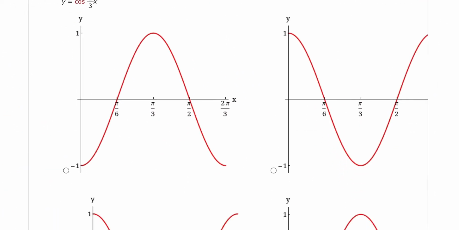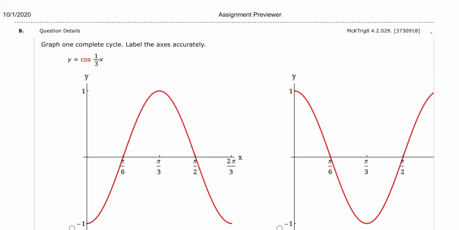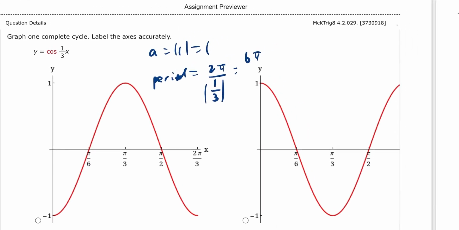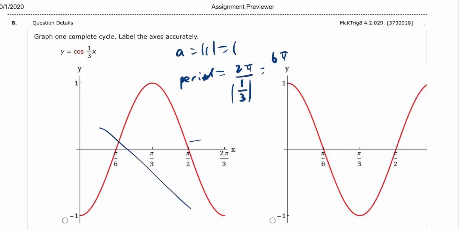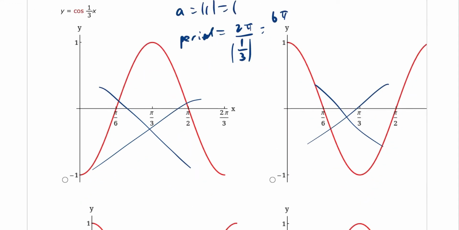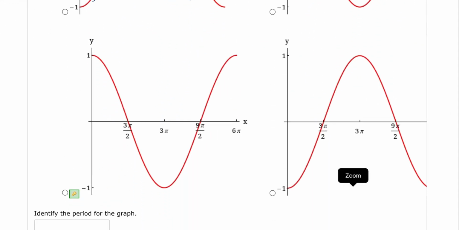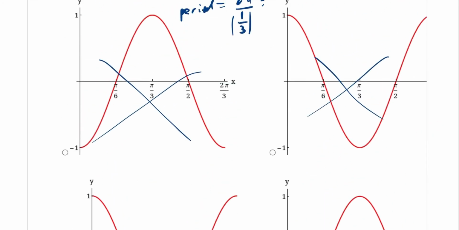All right, same thing with this one. The amplitude is absolute value of 1, which is 1. The period is 2 pi over absolute value of b, which is going to be 6 pi. So this is going to go all the way to 6 pi. So this one is definitely not it. Definitely not it. And it's got to be between these two choices because this is going to 6 pi. This one is also going to 6 pi. It just got cut off. But it's got to be between these two choices.